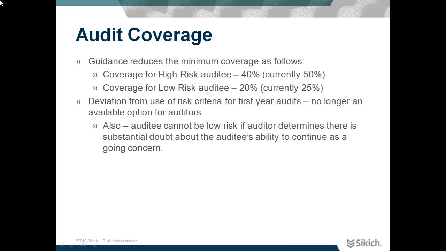No longer can you use the deviation from the use of risk criteria for first year audits. Now you have to do a risk assessment just like you always used to do for continuing audits. And also, if there is substantial doubt about an auditee's ability to continue as a going concern, you can call that a low risk auditee.